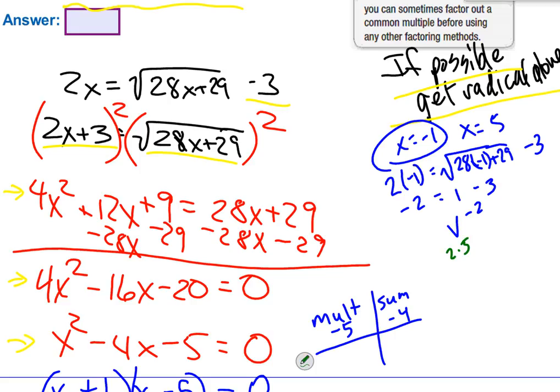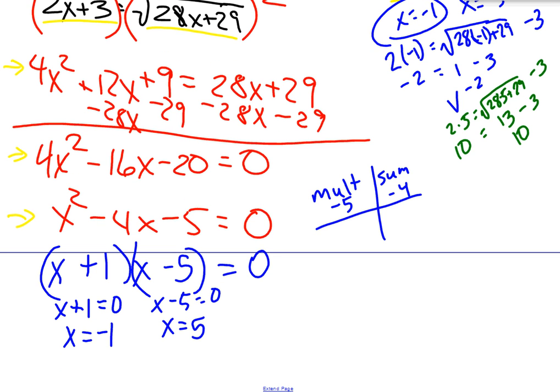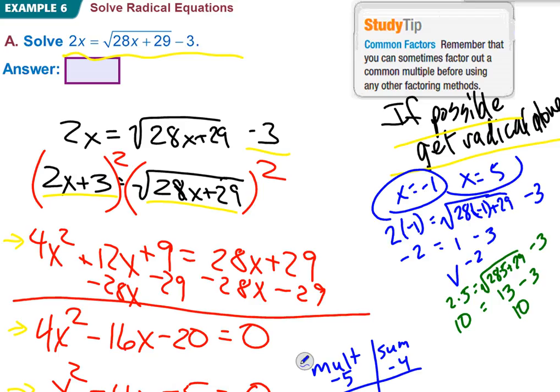And then we'll just check 5 as well. 2 times 5, which is 10, equals the square root of 28 times 5 plus 29, minus 3. This is 10. I'm just going to guess that that is 13, and then when we subtract 3, we'll get 10. And you can check that on a calculator. I have it here, 140 plus 29 is 169, and so then the square root of 169 is 13. So this one worked out, and both of those answers are solutions to this problem.